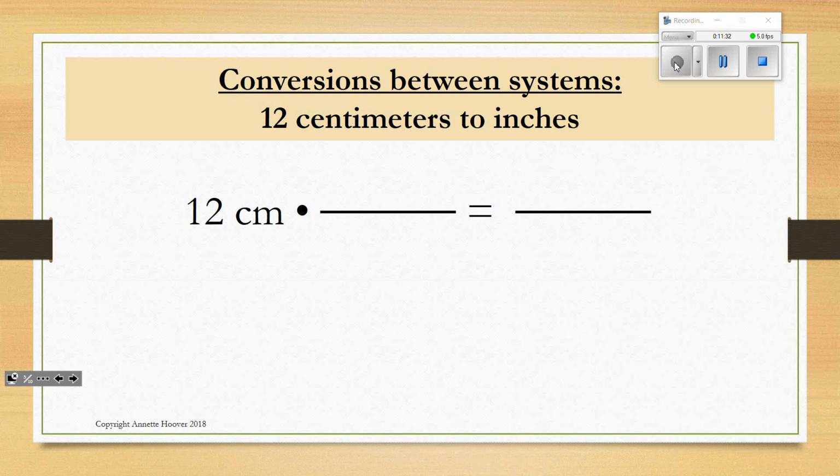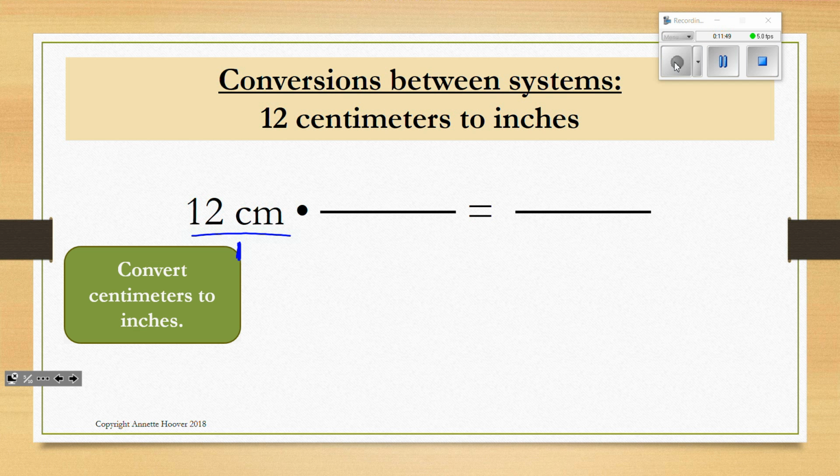Okay, you can also use this to convert between systems, 12 centimeters to inches. So if we want to convert centimeters to inches, now we don't have anything on the bottom of this ratio, so it's a 1. So the 12 centimeters is on top of the ratio. So we have to know how many centimeters in an inch or how many inches in a centimeter. Here's the conversion we're going to use. 1 centimeter is equal to 39 hundredths of an inch. You're going to cut and paste these two into the two places right here.